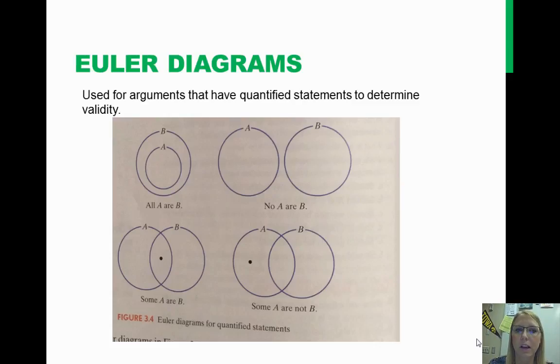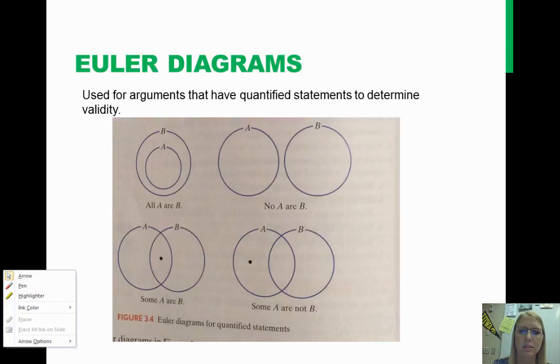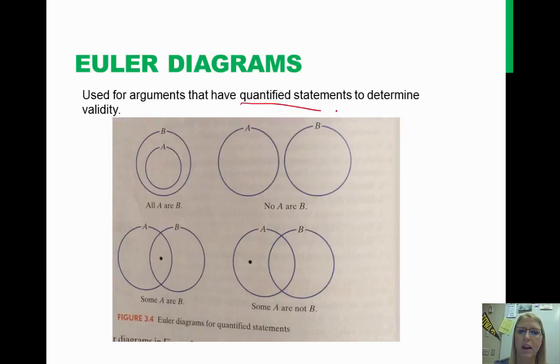So what is an Euler diagram? It is used for arguments that have quantified statements. And remember, quantified statements are those statements that have all, some, or none, or no. So it doesn't work for regular types of statements, but it will work for quantified. So here are some examples, and they look a lot like Venn diagrams.